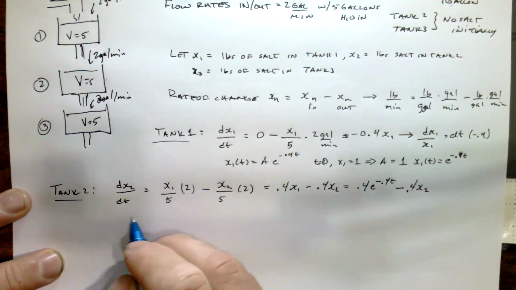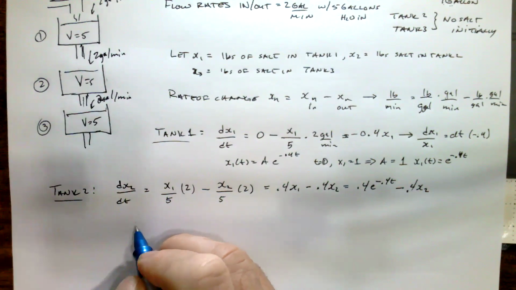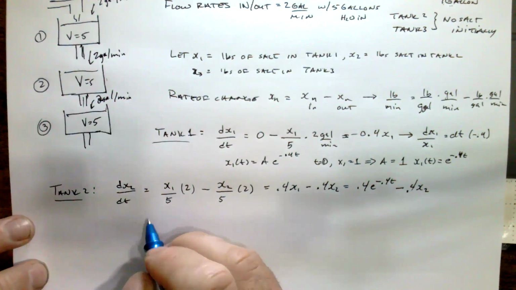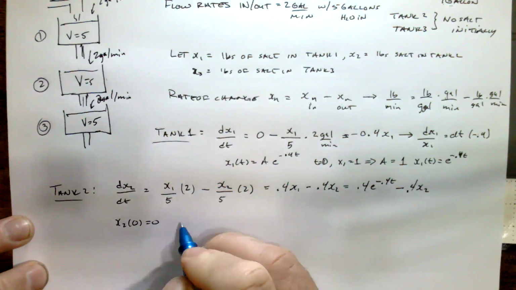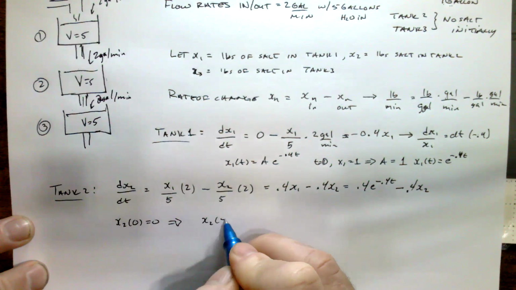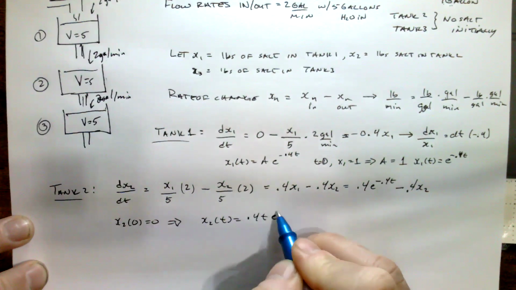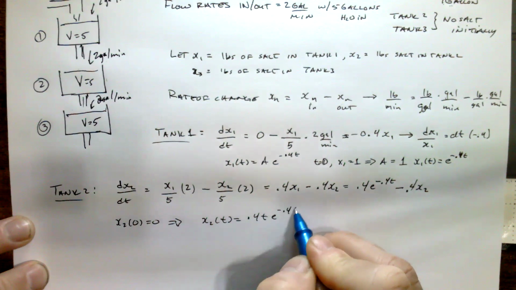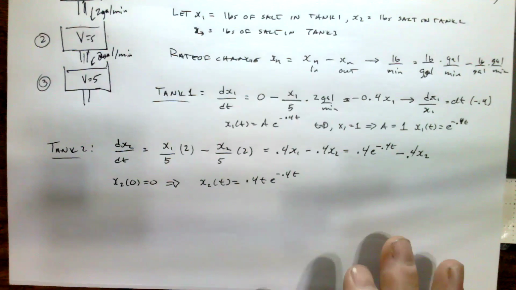So it's an integrating factor problem, and so if we solve for x2, with the initial condition that x2 of 0 is equal to 0, this implies that the x2 solution for t is equal to 0.4 t e to the negative 0.4 t. So that's how that solution is changing.